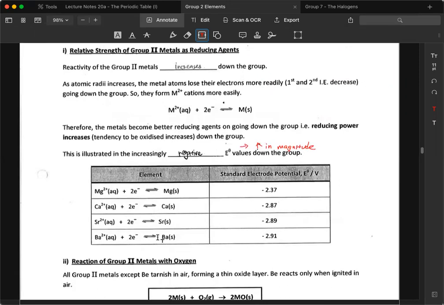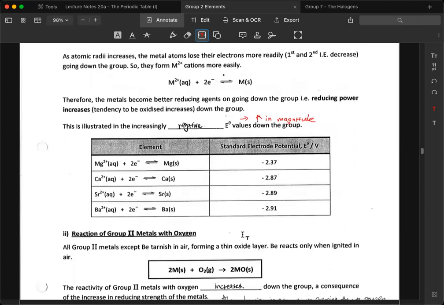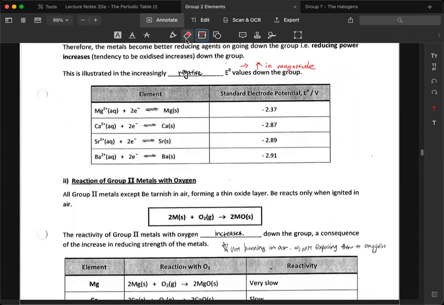The metal is more likely to be oxidized itself rather than reduced. That's why you have an increasingly negative E0 value. You cannot avoid this.